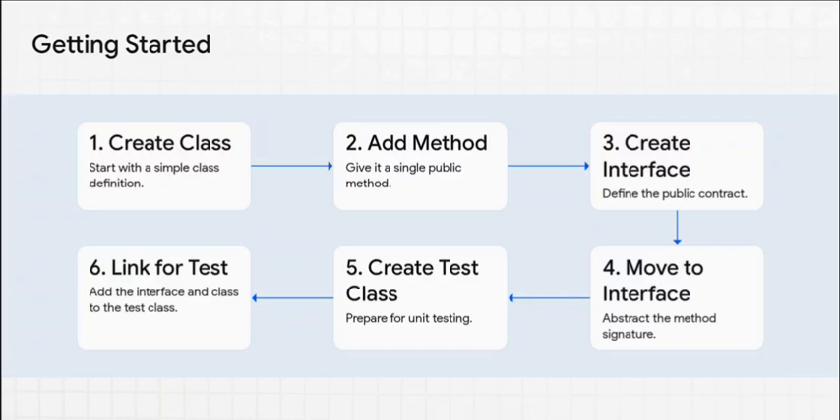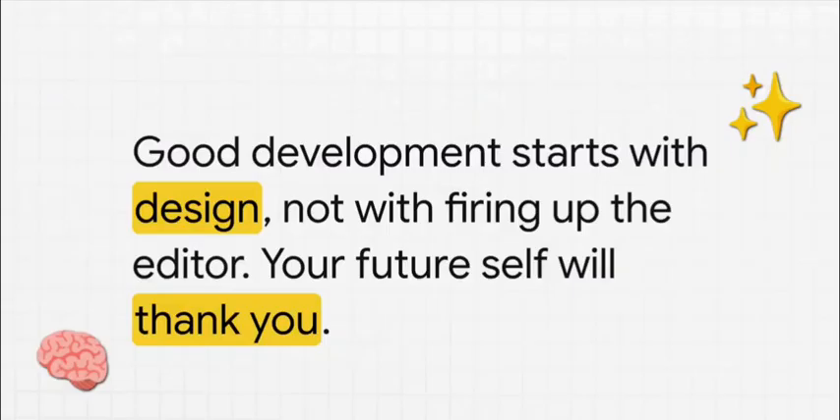You create a class, give it one public method. Then you create an interface and move that method to the interface. And finally, you set up a test class. This simple little routine forces you to get into the habit of thinking about things like public contracts and testability from the very beginning. And please, remember this.